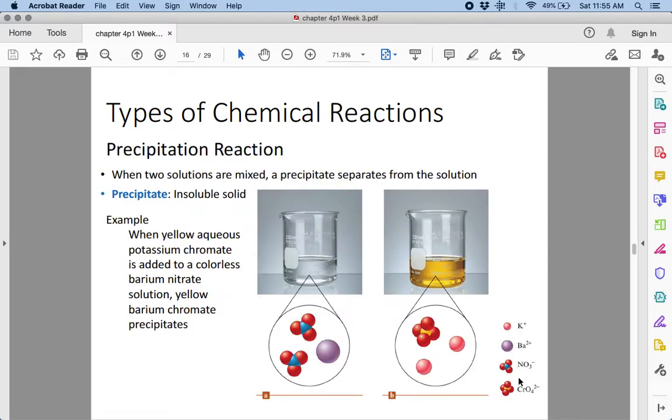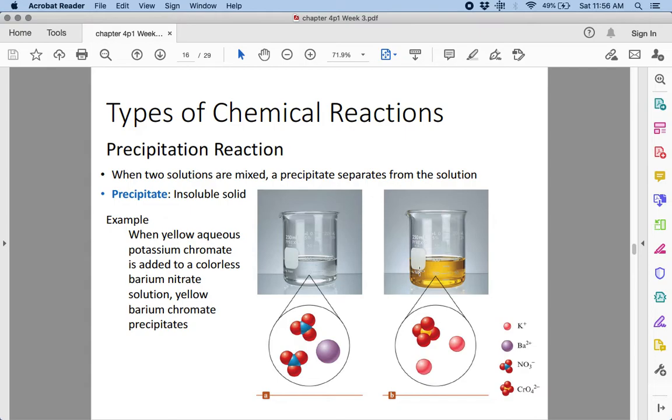So the first type of reaction we're going to talk about is a precipitation reaction. A precipitation reaction is visually very stunning to watch because it's when two solutions are mixed together and they form a solid. So pouring two liquids into the same beaker and it produces a solid. You're right, that's pretty neat. That solid is called the precipitate.